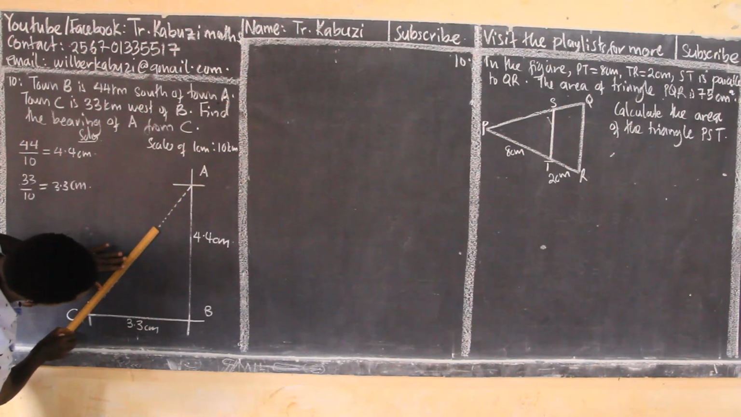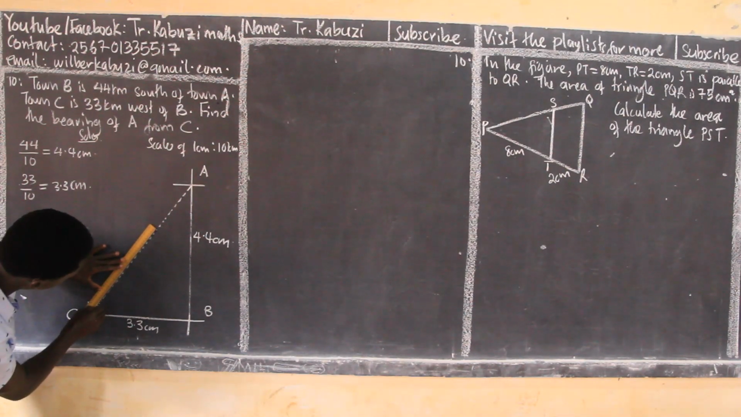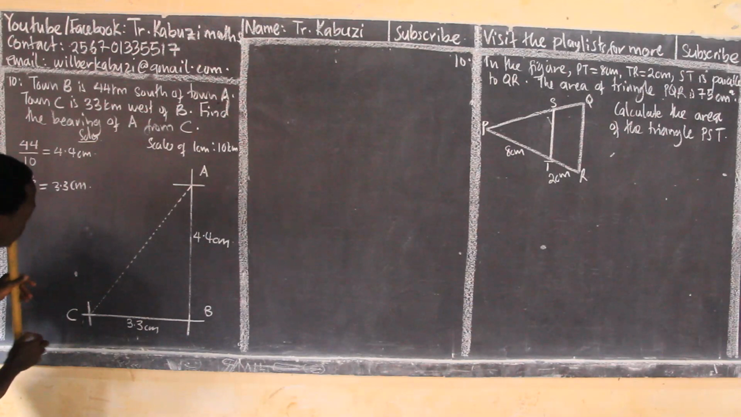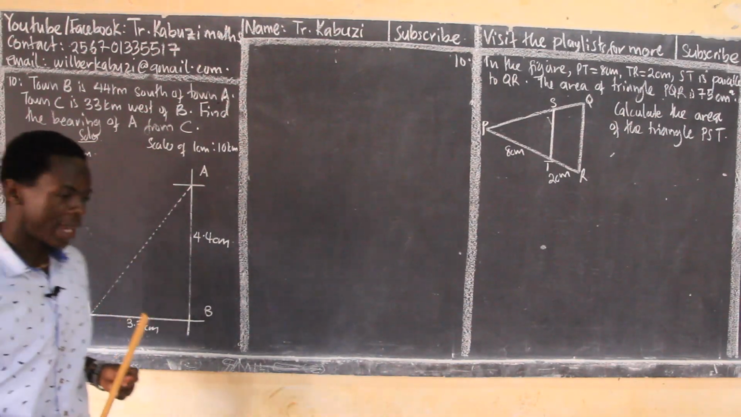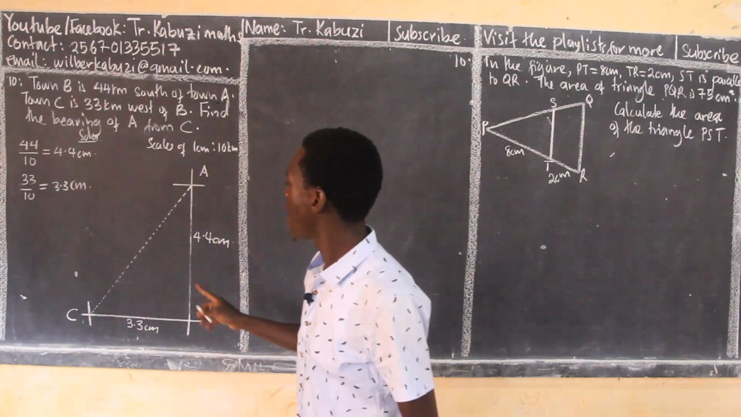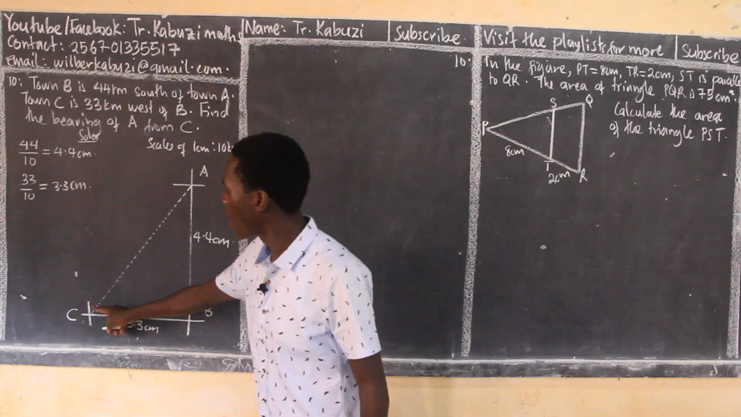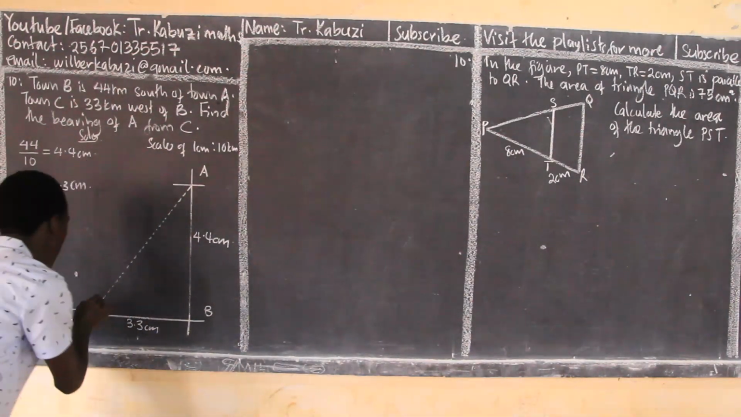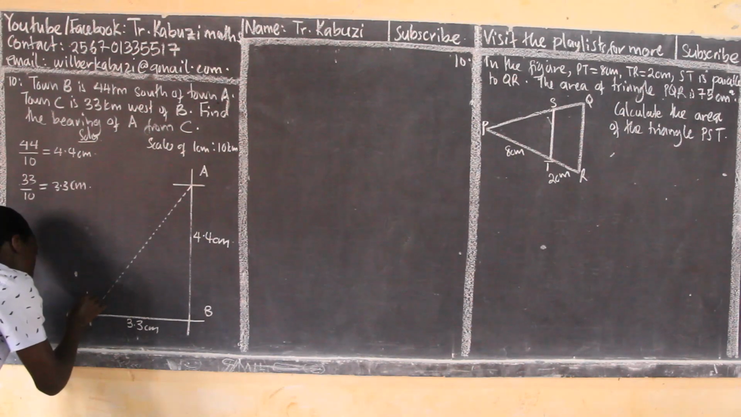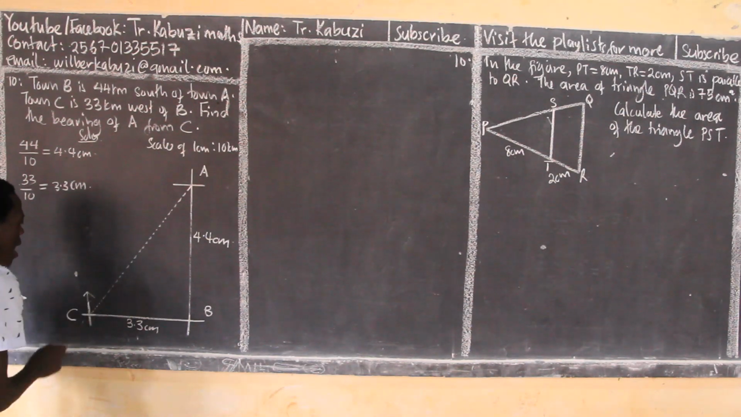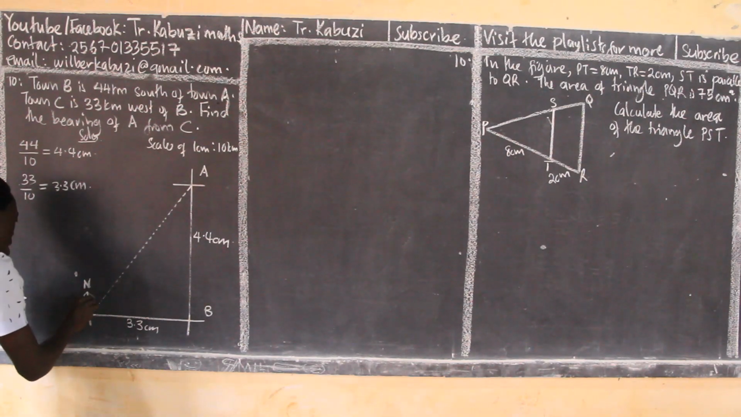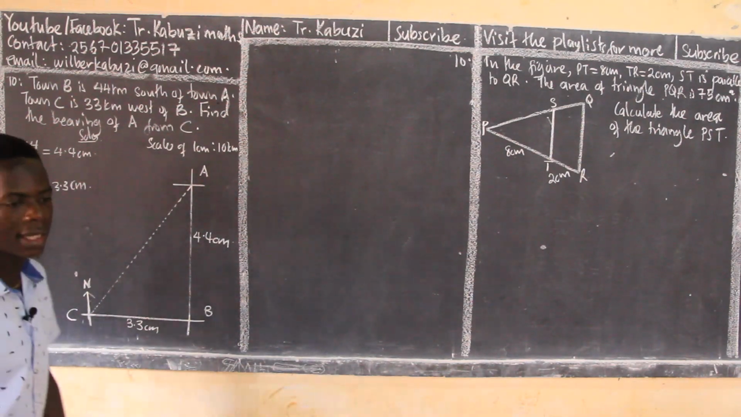My ruler is somehow short, but I will manage to do it right. Always use longer rulers. Now from there, they want the bearing of A from C. So I just measure off this. Remember, this is my north. This is my north here. So from here, you just get your protractor and then you measure off that.